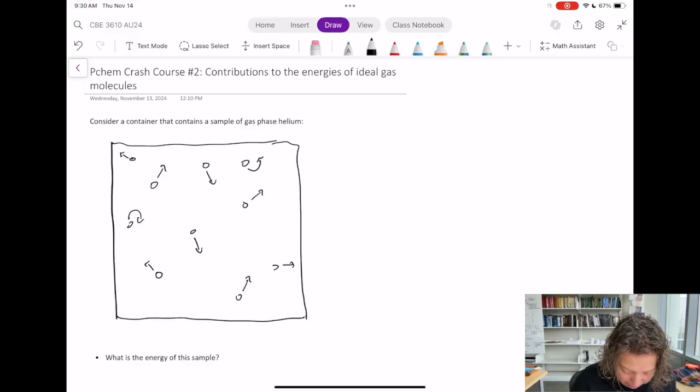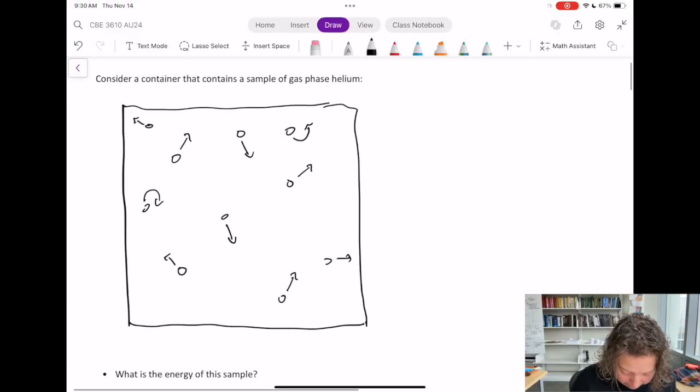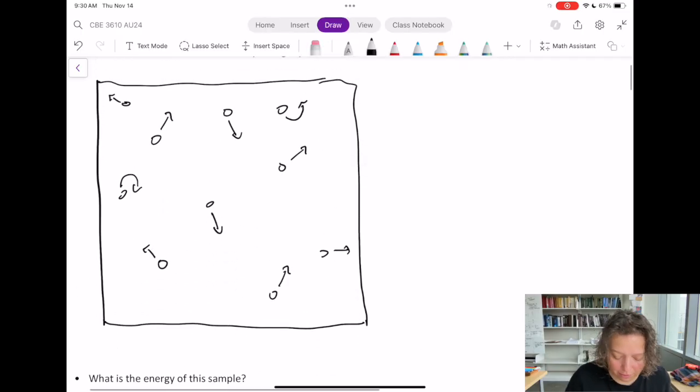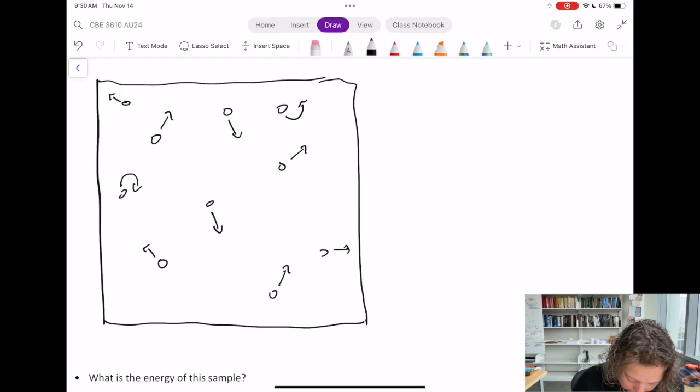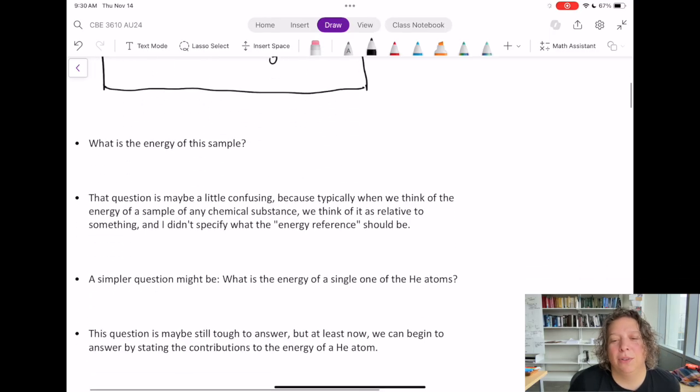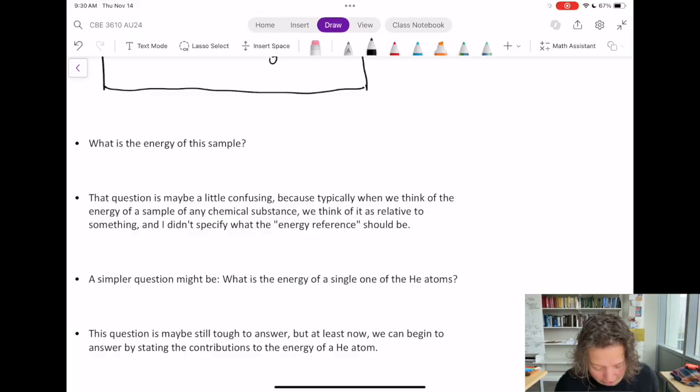One question we might ask ourselves is, what is the energy of this sample? If I was going to probe the energy of this thing, what would it be? That's maybe a confusing question if you are a chemical engineer, because typically when we think of the energy of a sample of something, you have to tell me what the reference state is. What do you mean, what's the energy? Are you talking about the energy of just helium? I can go look up the heat of formation of helium, and I know it's going to be 0 because helium is in its standard state here. Helium doesn't want to react with anything. Am I talking about the formation of helium from some other compound? That doesn't make sense.